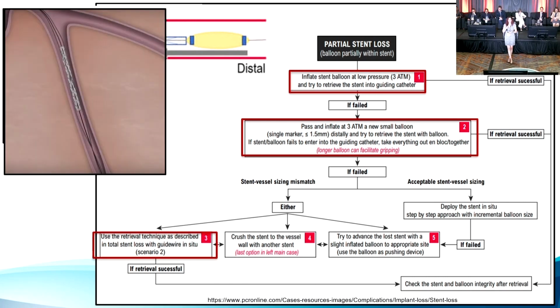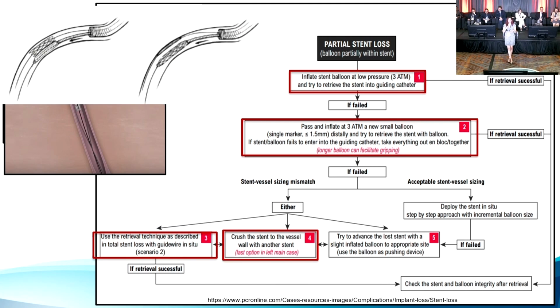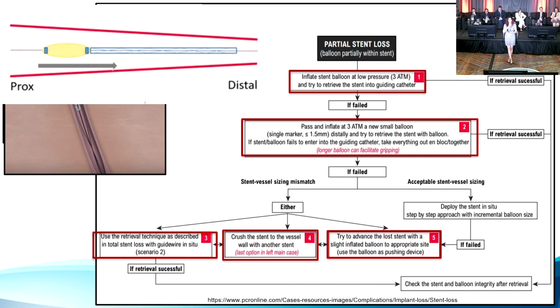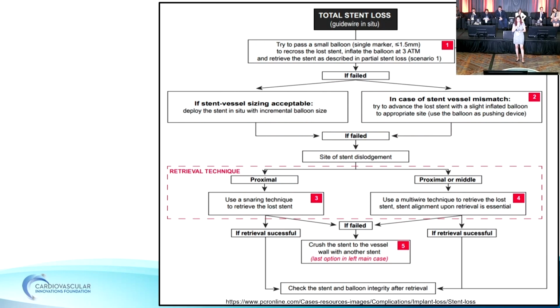Now, if that doesn't work, snares or using multiple wires and trying to pull it back is another way. And then if there is a stent vessel sizing mismatch, then you can crush it like we just did. And then the other thing is you can use a proximal balloon and send it distally and then deploy it there. If the stent vessel are well matched, then you can just deploy it where it is.